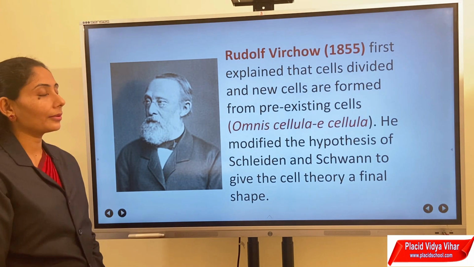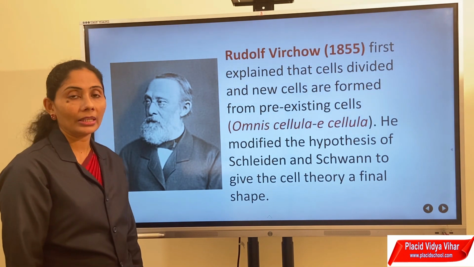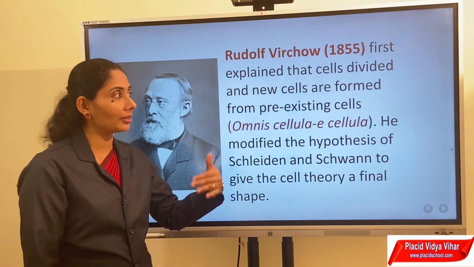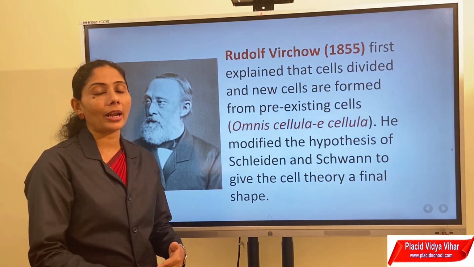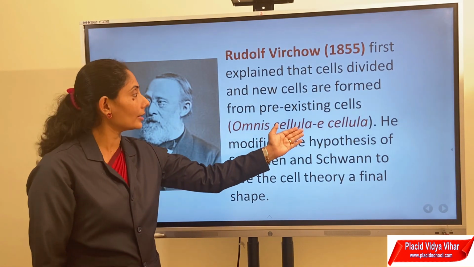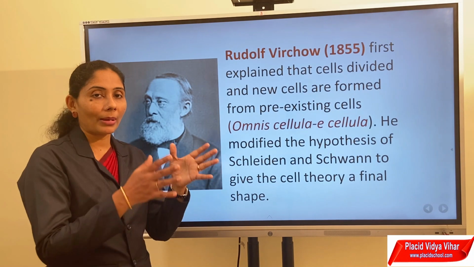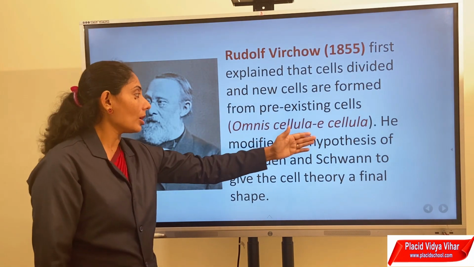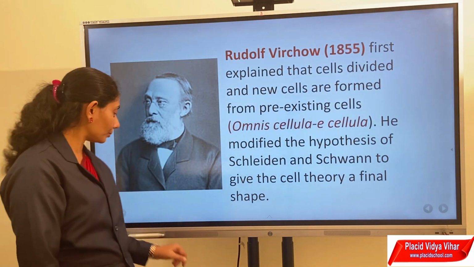This was rectified by another person, Rudolf Virchow. In the year 1855, he explained that cells divide, and new cells are formed from pre-existing cells. So through division, cells give rise to new cells. The Latin phrase for that is omnis cellula e cellula, which means cells are derived from pre-existing cells. That is, the mother cell will divide into two daughter cells. So this is how cells arise. He modified the hypothesis of Schleiden and Schwann to give the cell theory its final shape.